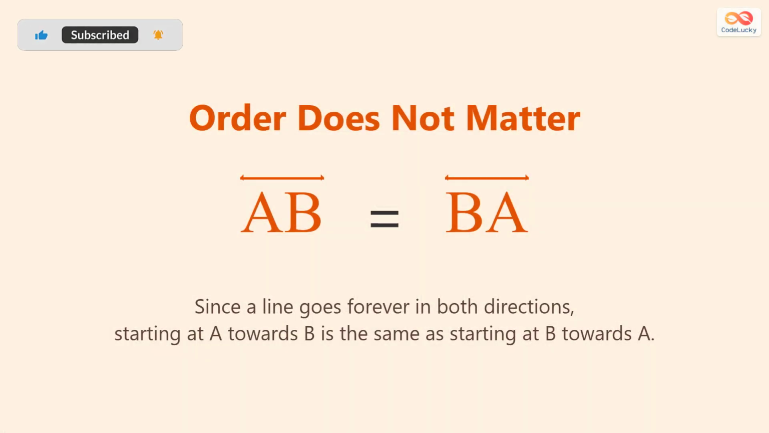Here is an important rule. The order of the letters does not matter. Because a line extends infinitely in both directions, line AB is exactly the same as line BA. You can write it either way.